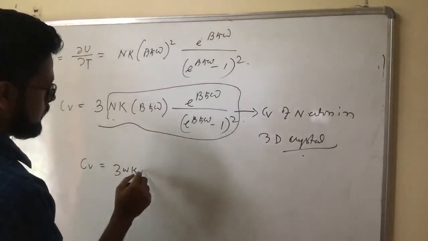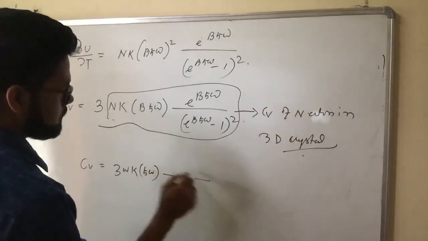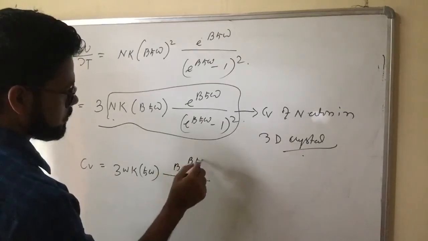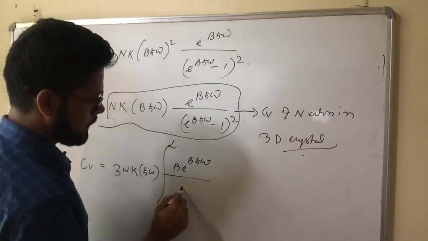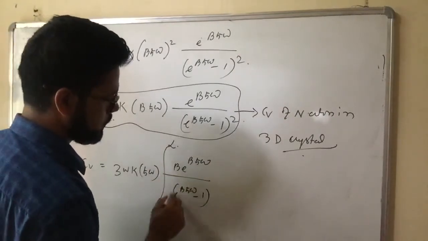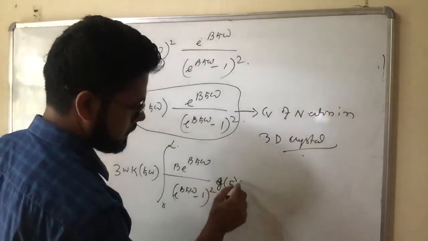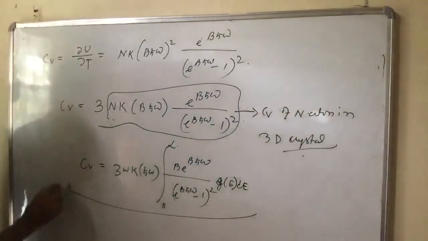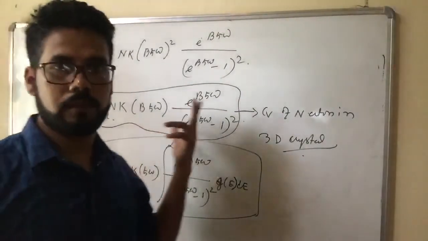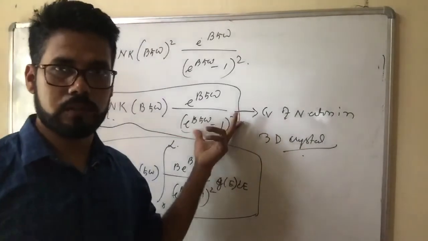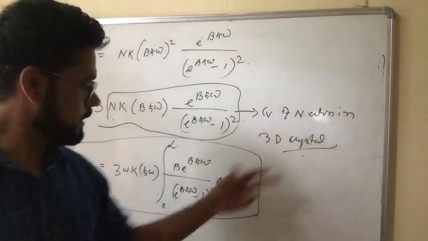Suppose total, T n k, then h cos omega, then beta e to the power beta h cos omega, integrated from 0 to infinity, over e to the power beta h cos omega minus 1 squared, d omega. This is the Debye theory. Remember, this is the Debye theory. I will discuss it later. This is the specific heat of the three-dimensional harmonic oscillator, meaning the crystal.